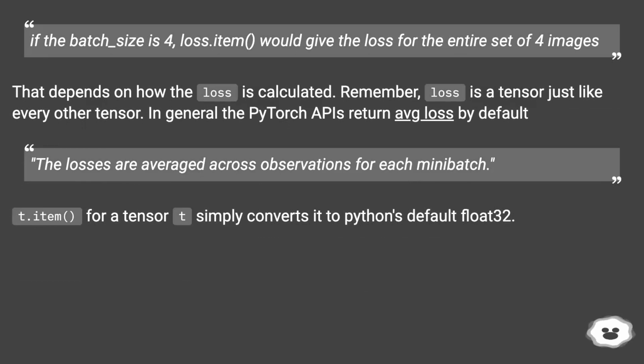If the batch_size is 4, loss.item() would give the loss for the entire set of 4 images. That depends on how the loss is calculated. Remember, loss is a tensor just like every other tensor. In general, the PyTorch APIs return average loss by default. The losses are averaged across observations for each mini-batch. T.item() for a tensor T simply converts it to Python's default float32.